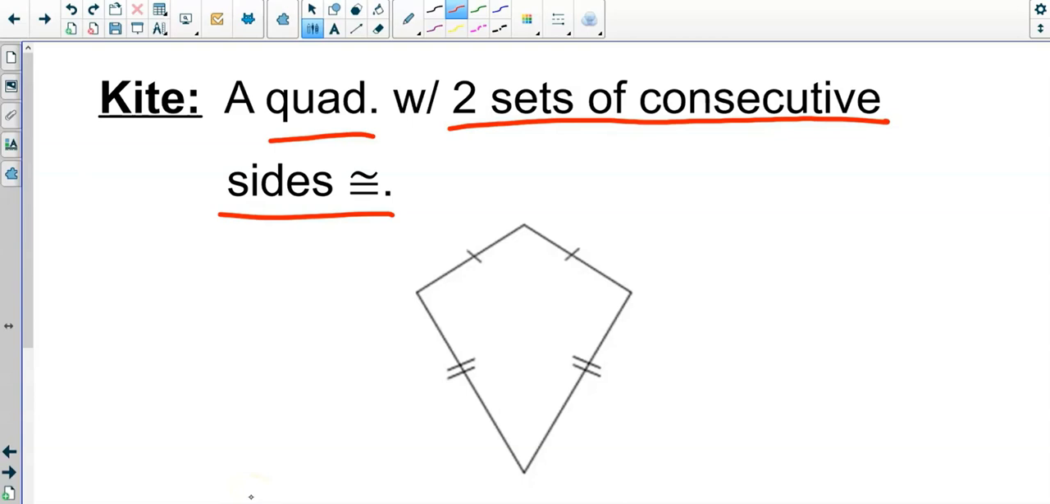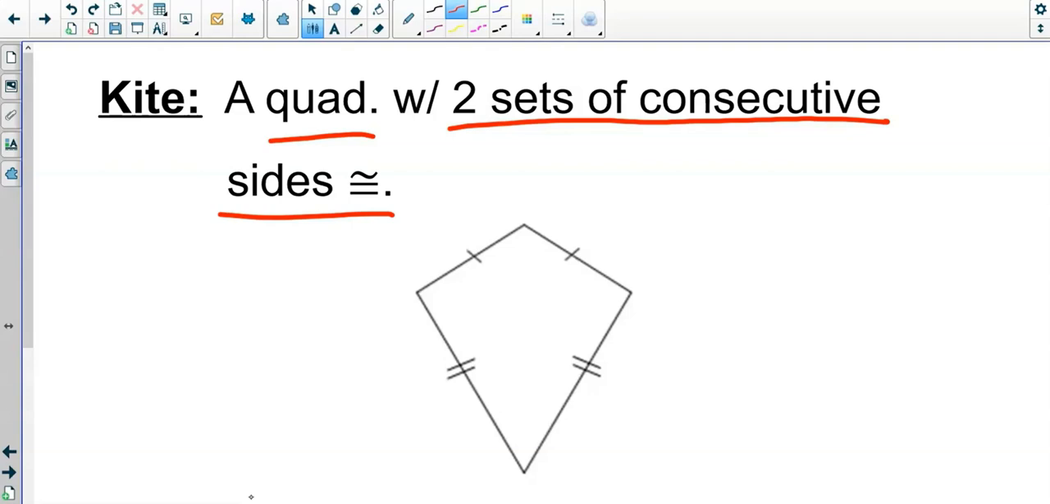Generally, in a kite, you have two sides that are really short that are going to be congruent to each other, and two sides that are really long that will be congruent to each other. And here's what the picture looks like. Again, there are other properties to this, but we only just need the superficial one. So two sets of consecutive sides congruent.